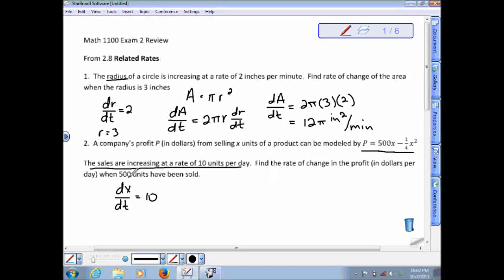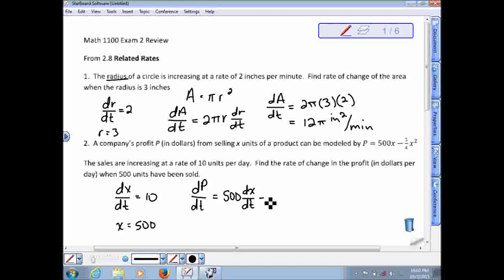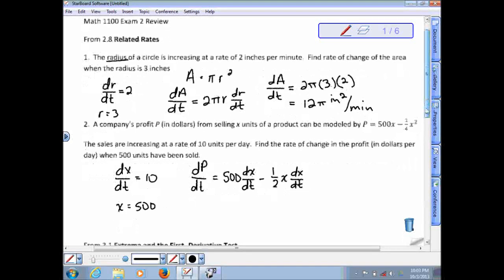We need to find the rate of change of the profit when 500 units have been sold. So that's x is equal to 500. Now the derivative of the profit with respect to time, dP/dt, is equal to 500 dx/dt minus 1/2. Now the 2 in the next one is going to drop down in front and multiply 1/4. 2 times 1/4, where the 1/2 came from, is 1/2 x dx/dt. Now we can factor out a dx/dt from the expression. That's going to leave 500 minus 1/2 x.